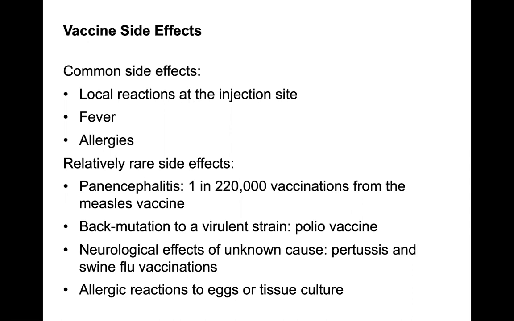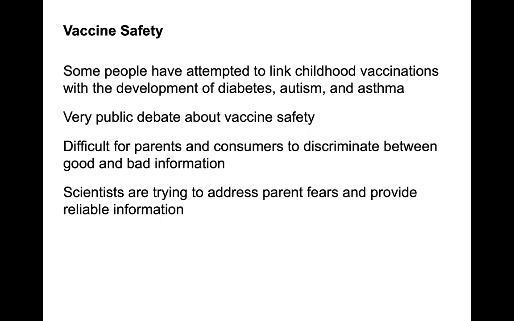Some vaccine side effects: local reactions at the injection site, fever, allergies can all arise. Some people have attempted to link childhood vaccines with the development of diabetes, autism, and asthma. Very public debate about vaccine safety occurs. It's difficult for parents and consumers to discriminate between good and bad information, and scientists are trying to address the parent fears and provide reliable information. And by the way, there is no direct evidence, none, between vaccines and diabetes, autism, and asthma.